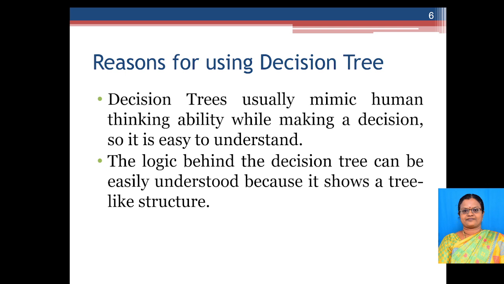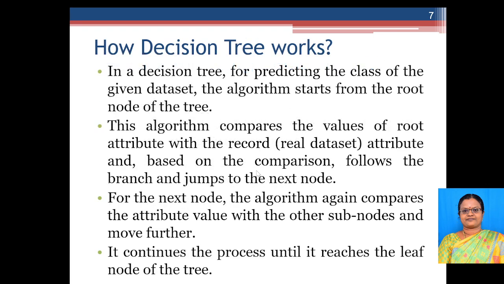So what is the reason for using the decision tree? It will mimic the human thinking ability while making a decision. And if you see the logic behind the decision tree, it can be easily understood because it is represented in a tree-like structure. So how does a decision tree work? It will compare the value of the root node with a record, like the data set attribute, and based on the comparison it follows the branch and jumps to the next node. For the next node, the algorithm again compares the attribute value with the other subnodes and moves further. It continues until it reaches the leaf node of the tree.